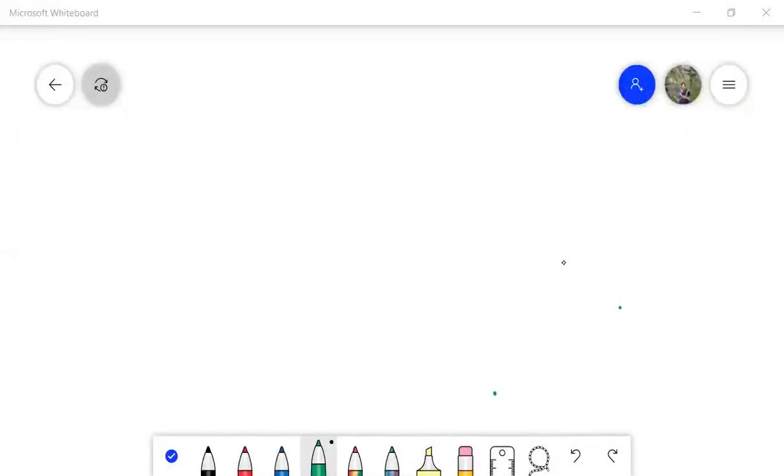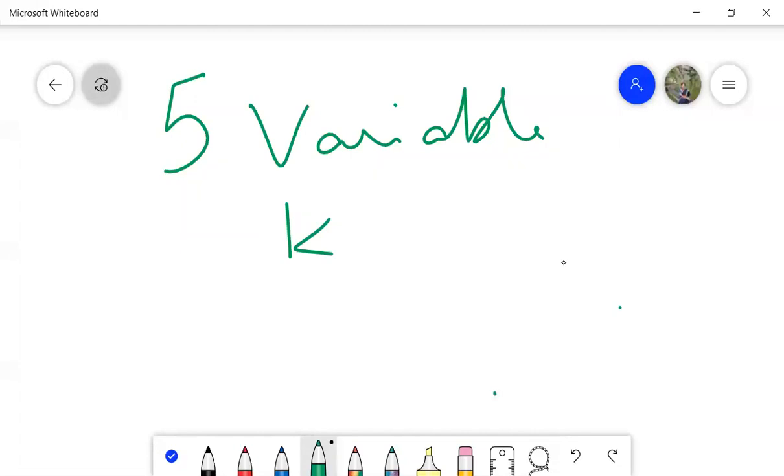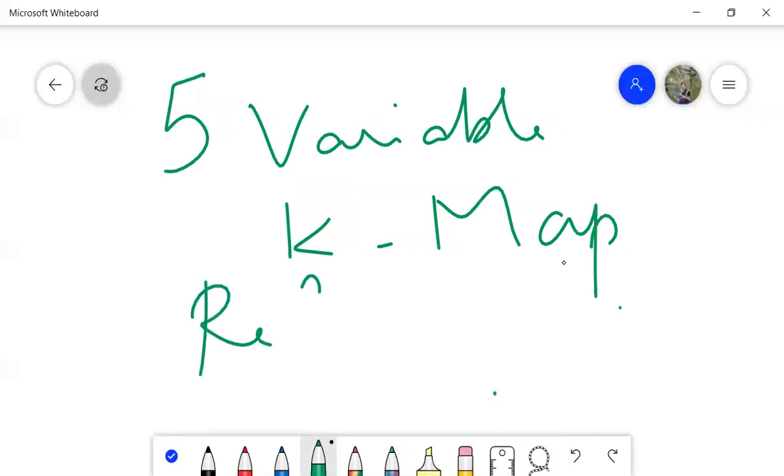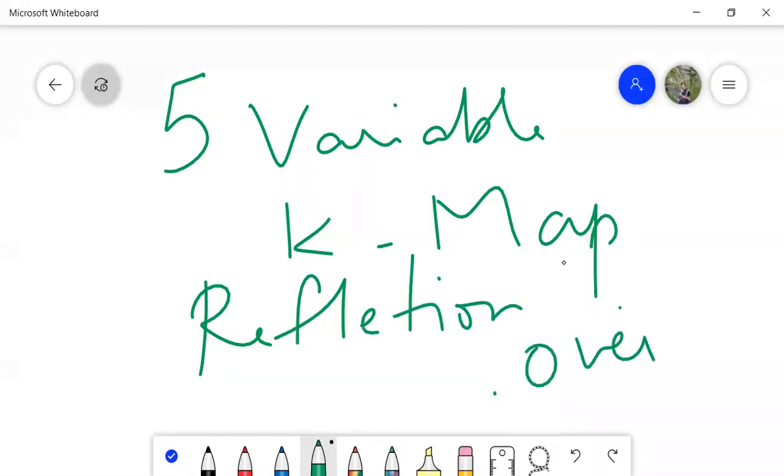Today's session is on 5 variable K-map. So today we are going to see 5 variable K-map. Now you can represent a 5 variable K-map using two methods. One is the reflection one and the other one is the overlap one. So we'll try to solve one or two problems on K-map using any of these. Reflection method is what we are going to follow.